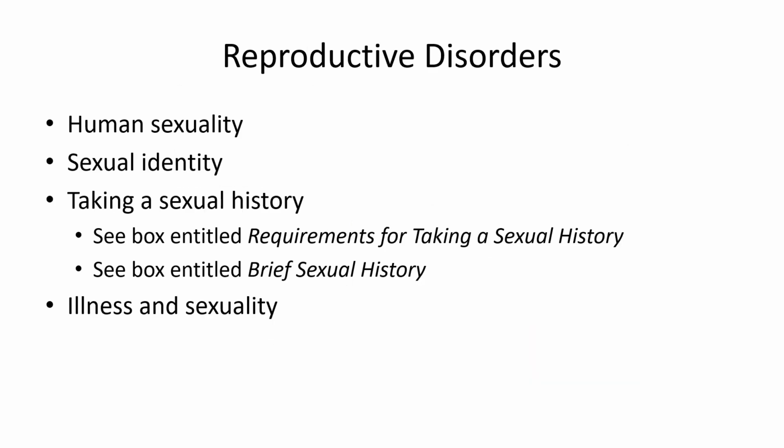Okay, so moving on with reproductive disorders, we're going to first talk about human sexuality. Sexuality and sex, we know, are two different things. Sexuality is the sense of being a woman or a man. It has biological, psychological, social, and ethical dimensions attached to it. The term sex describes the biological aspect of sexuality, such as genital sexual activity, and it can be used for pleasure or reproduction. Now, sexual identity, we're going to talk about gender identity.